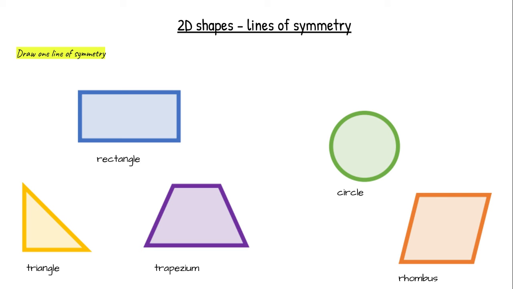Now for some of these shapes, they might have more than one line of symmetry. The activity only asks you to draw one line of symmetry. You can draw more if you want to, but the activity is to draw one line of symmetry. So we can start looking at the rectangle first.